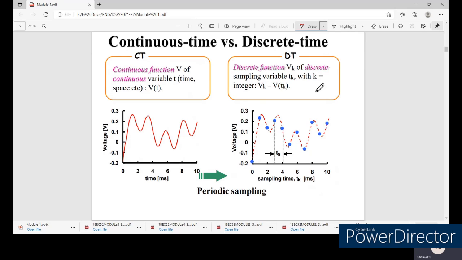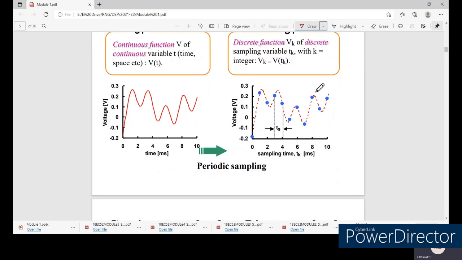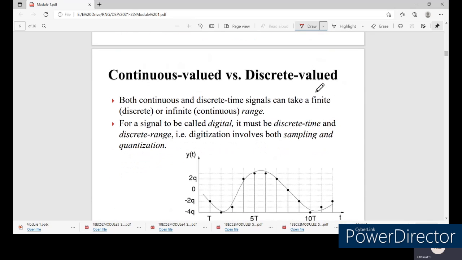You can see the time axis has been divided by a sampling time, which we call Ts. The k value will hold an integer value, that is, it will hold a value from 0 to 10. Based upon the integer value, we get discrete values of the voltage, which we plot over the signal. So this is how we do the sampling method.